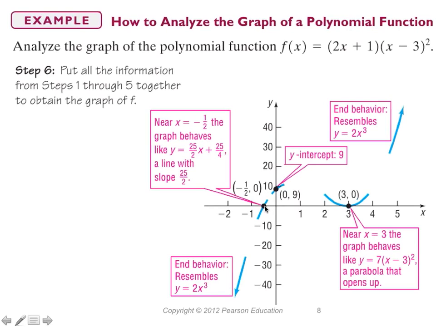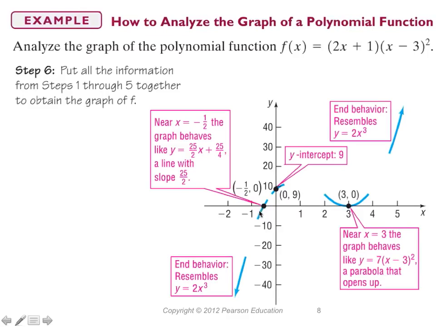So then all we have to do is figure out how to connect these dots here. And you can do that one of two ways. You can either use the multiplicity, which is the touch and cross thing, or you can use the behavior near the intercepts. Now, my suggestion would be to just think about the cross and the touch.